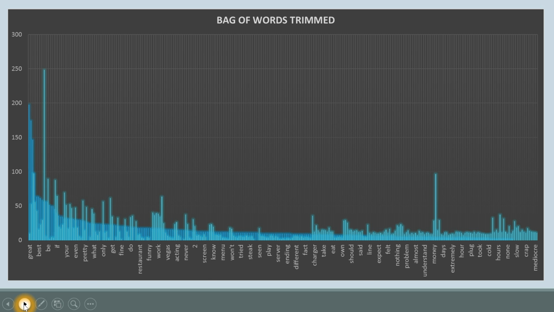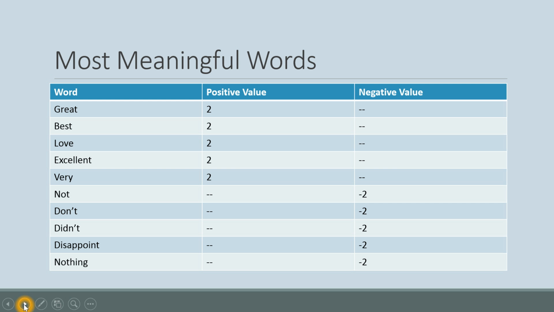Next, some of the most meaningful words are displayed in the table. The words like best, love, don't, and nothing occurred most often, but they also had the greatest raw sentiment value.